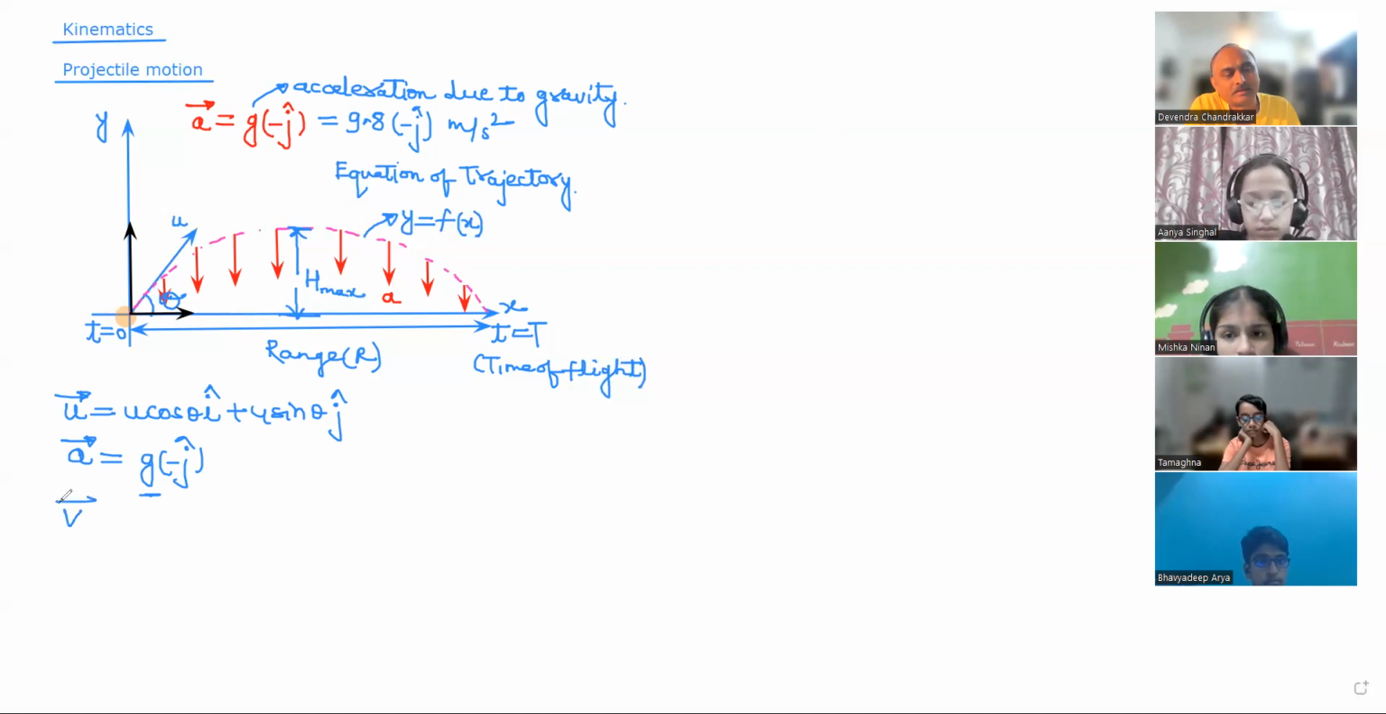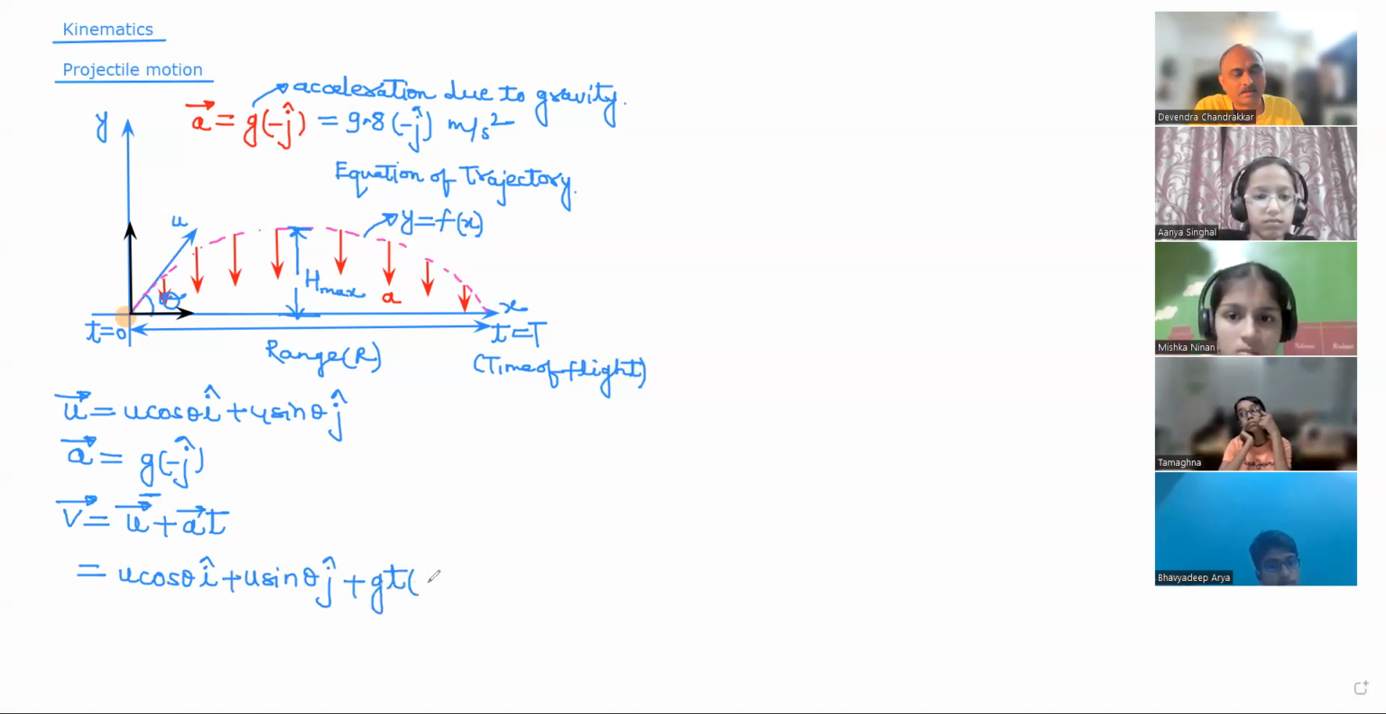Now, what about velocity? Since acceleration is a constant, we can write v as u plus at. And this is u cos theta i cap plus u sin theta j cap plus gt minus j cap. Is this clear?